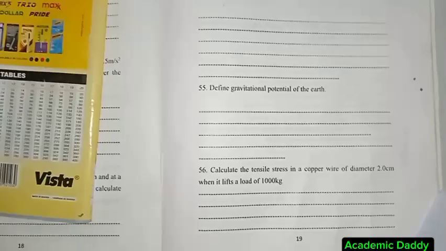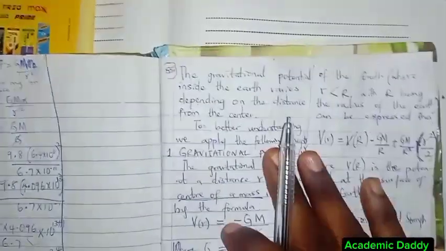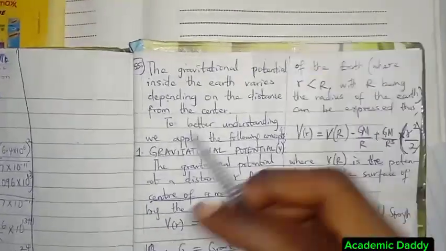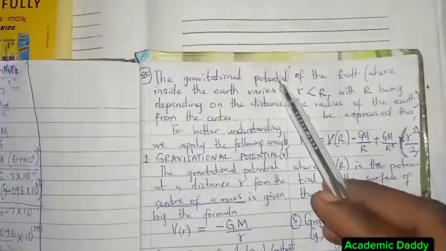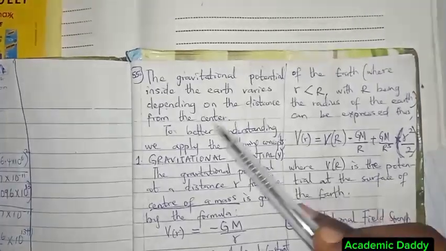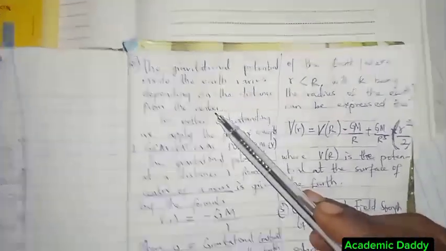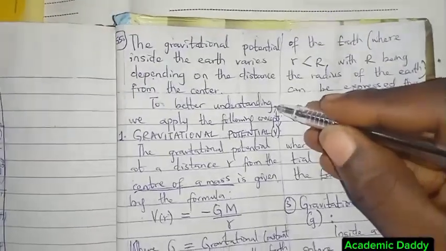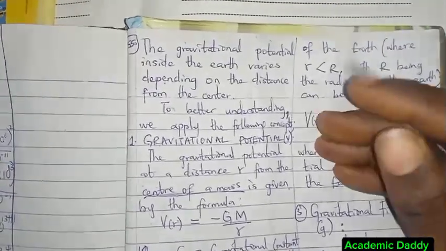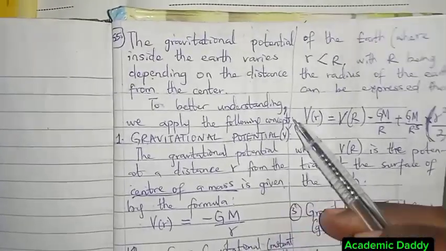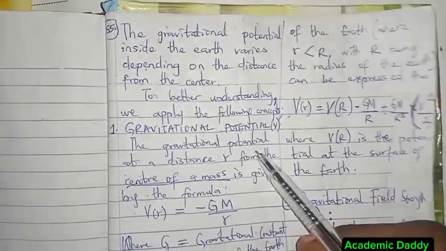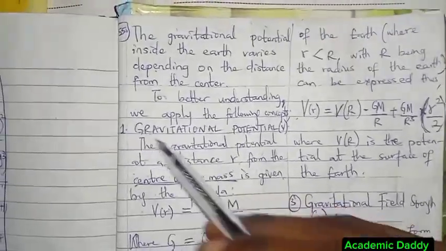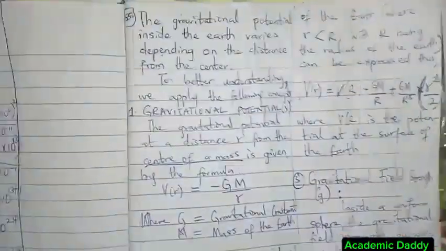So see how I analyzed it here. So you can copy it from here. I did a lot of work on it, so to save time. So I said the gravitational potential inside the Earth varies depending on the distance from the center. And I said for better understanding, to ease the understanding, we apply the following concepts. Gravitational potential at a distance r from the center of a mass. So that is gravitational potential. See, for example, let's say I have this now.